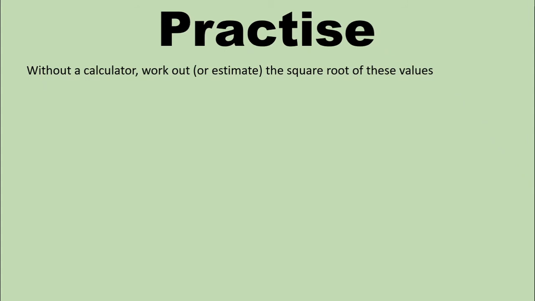Let's go on to some practice now. So without a calculator, there is no sense in cheating on this. You need the practice. I want you to work out or estimate the square root of these values. For questions 1 to 3, you should be able to mentally square root the numbers in parts A and B, and those answers should help you to estimate your answer to part C.